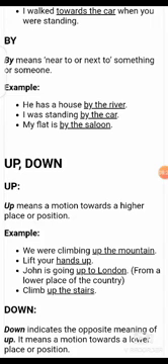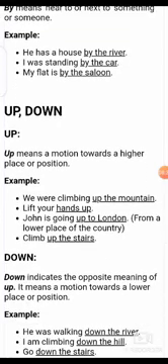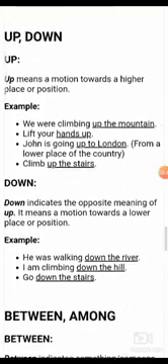He has a house by the river means next to the river. He was standing by the car means standing near the car. My flat is by the saloon means my flat is next to or near to the saloon.